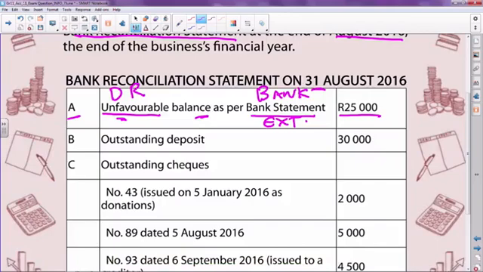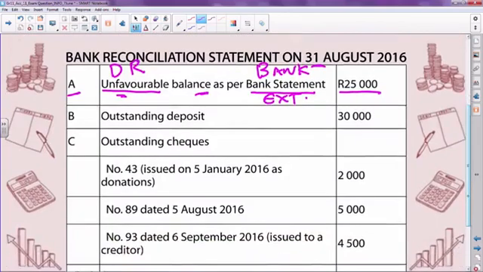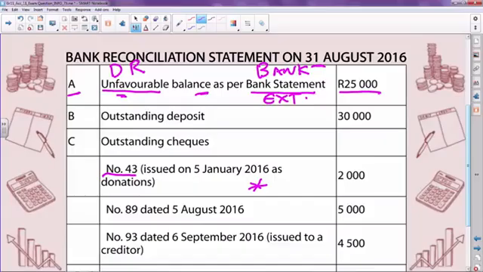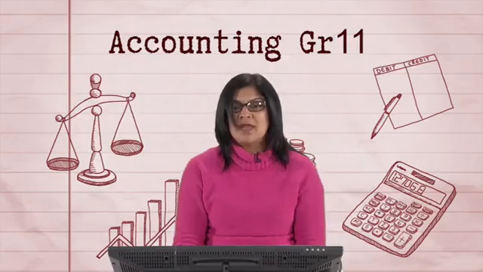Right, so I've got outstanding checks, and there's my check number 43, issued on the 5th of January 2016 as donations. Right, guys, I'm going to give you a minute to discuss with the person sitting next to you why this entry should not be in this bank recon statement. So I'm going to give you a minute to do that, and your time starts now.